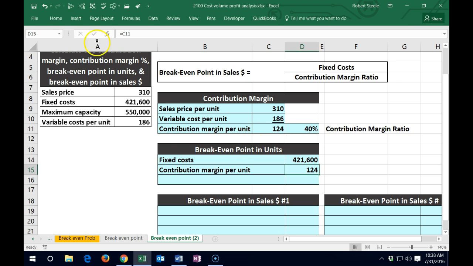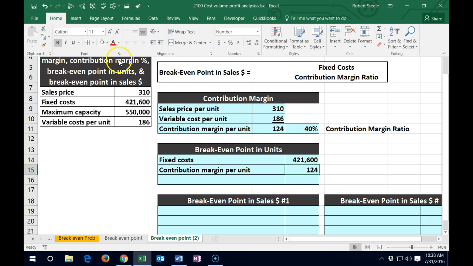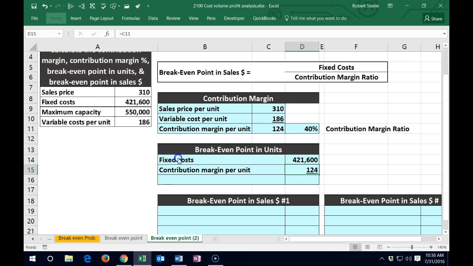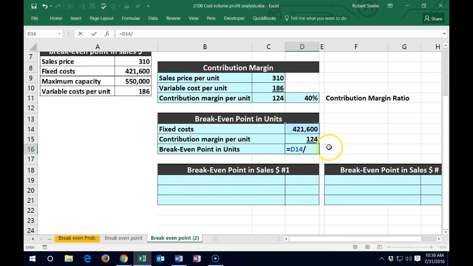I'm going to go to the Home tab, go to font and underline that, and that will give us the break-even point in units. So this one here is the break-even point in units: the 421,600 divided by the 124 contribution margin per unit, and that tells us we need to sell 3,400 units in order to break even. That's how many we need to sell just to cover the fixed cost, just to pay the rent in this scenario.